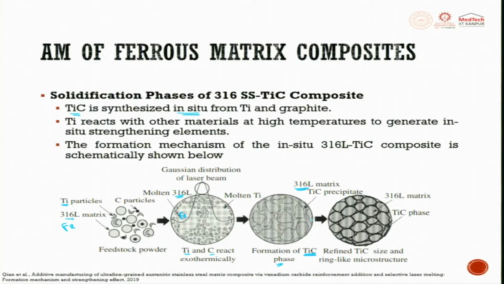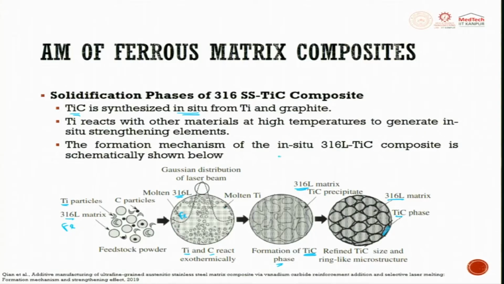So, now this gets further refined, with TiC size and ring-like microstructure. You will see here the 316L matrix and the TiC phase which are getting formed. These are all TiC phase. So, now you can visualize how easily all these things happen by exposing it to a laser and trying to have it in one layer.